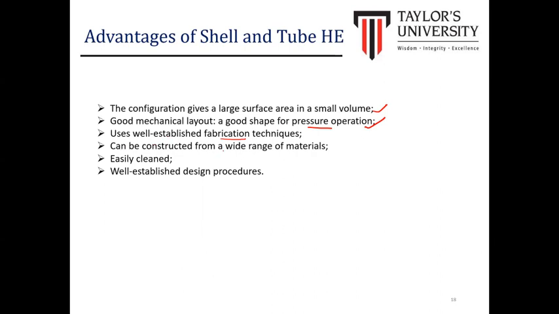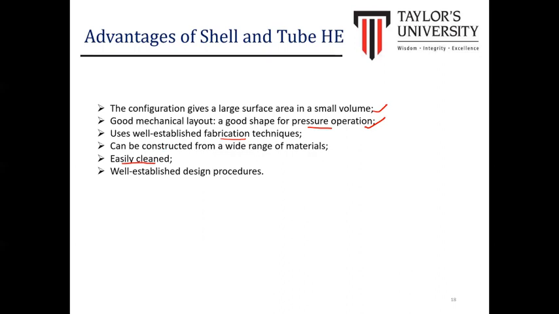It can be constructed from a wide range of the materials, such as maybe for the tube part, we use the copper, and for the shell, we use stainless steel. Basically, we can play around with the wide range of the material, depend on the application of the shell and tube.